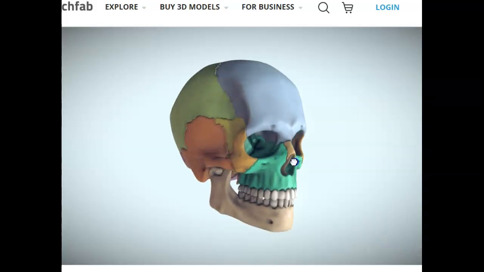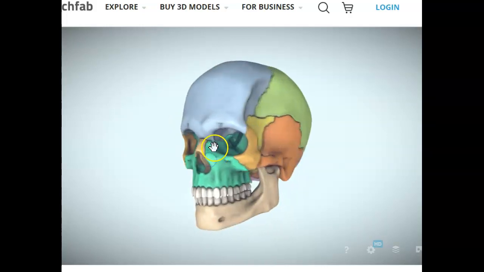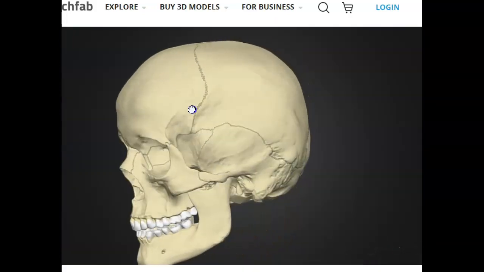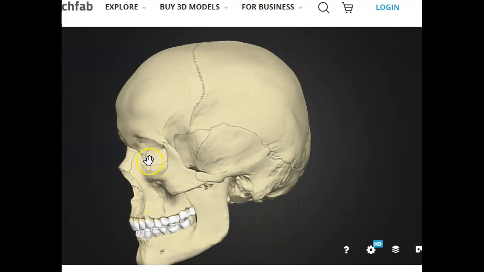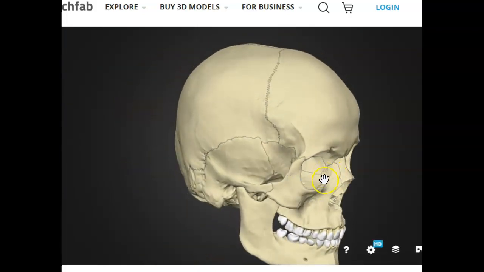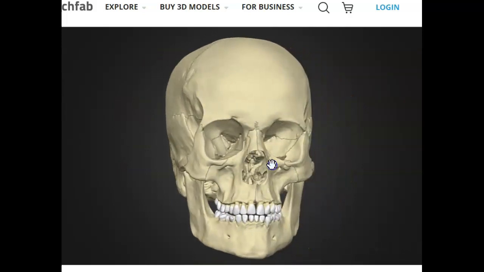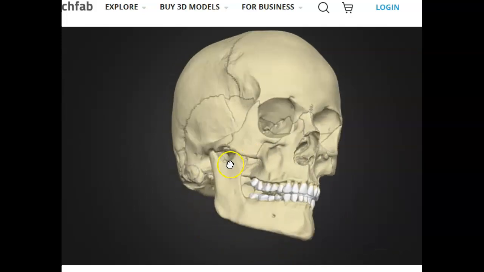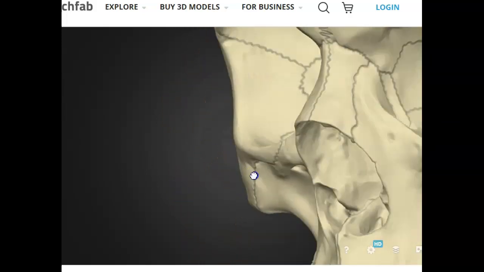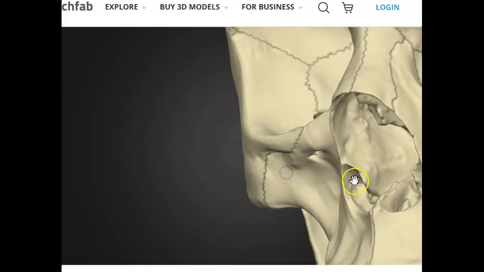We have the lacrimal bone, which isn't as pronounced over here. Let's see if I can find it in the other one. Do you see that tiny bone right over here? That is your lacrimal bone. We have one on that side and one on this side. Zygomatic, that's your cheekbone. Inferior nasal conchae. I'm trying to see if we can see it here, but it's a little bit hard to see. But here we go.